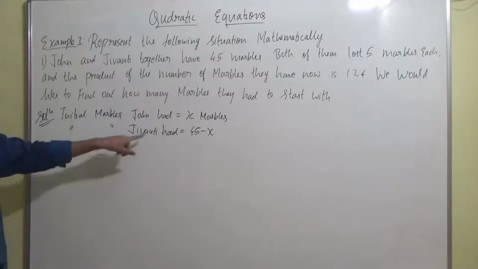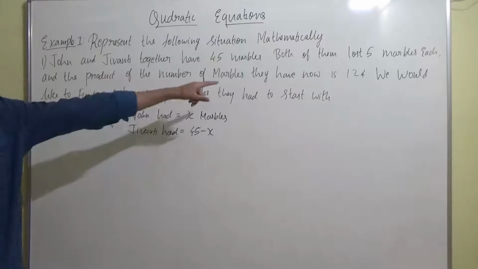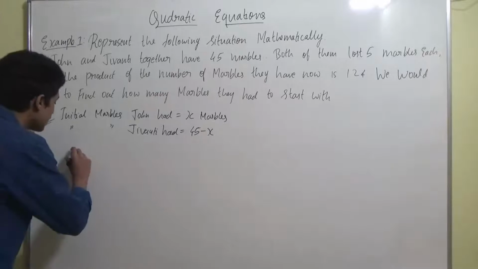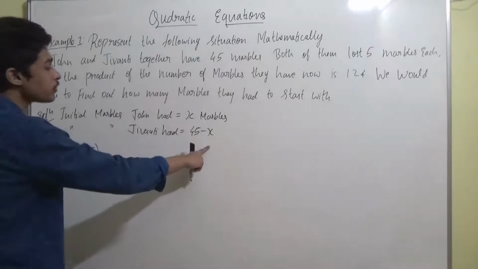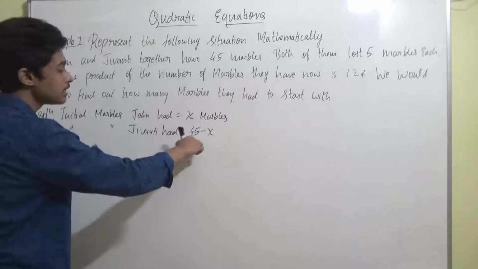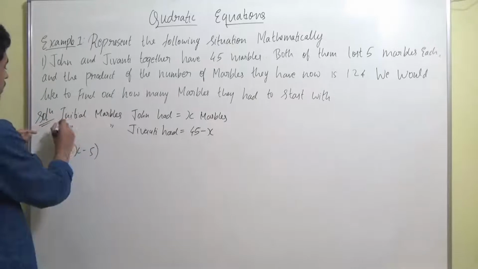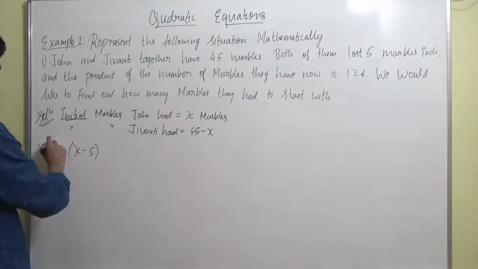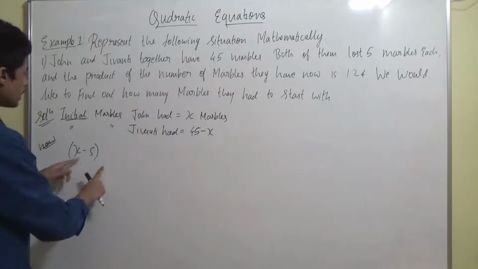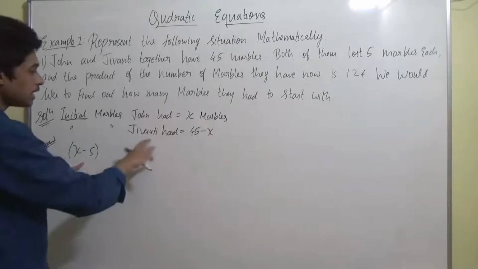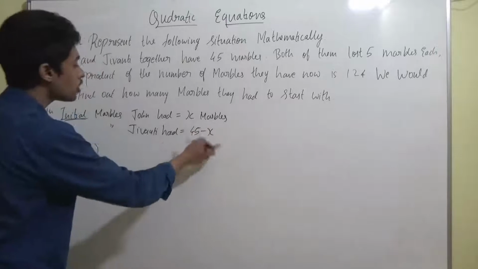Now they are saying both of them lost 5 marbles each, and the product of the marbles they have now. Okay, this was the initial condition. After losing 5 marbles each, that becomes the case of now. Which means x minus 5 and 45 minus x minus 5, which means 40 minus x. Getting it, guys? This is the now condition. Both of them have lost 5 marbles each, so John has x minus 5, and Jivanti was having 45 minus x minus 5, that becomes 40 minus x.